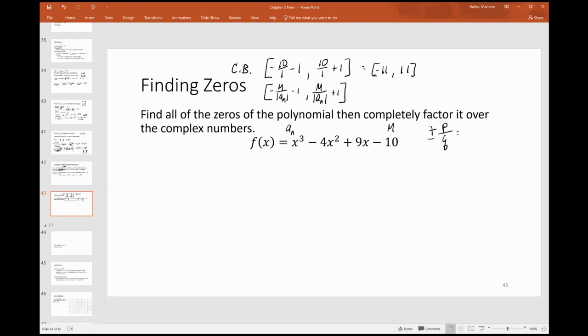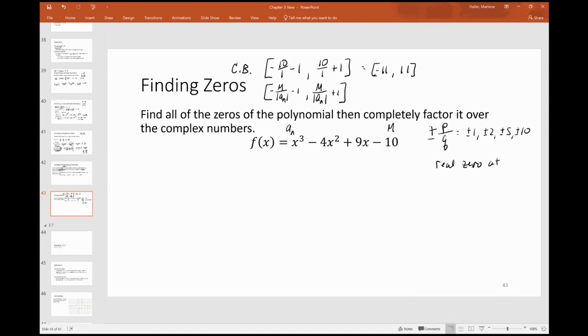So let's write them out. Since a sub n is just 1, I don't have to worry about any fractions. Plus or minus p over q is just going to be all the factors of m. So it's going to be plus or minus 1, plus or minus 2, plus or minus 5, and plus or minus 10. So that gave me several possible real zeros. I know all the real zeros are between negative 11 and 11. Here are all the possible real zeros. Now is a good opportunity to look at my graph on my calculator to find at least one of them. When I look at my calculator, I can see that there's a real zero.